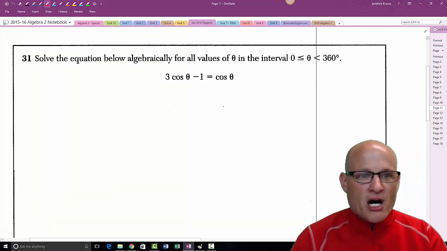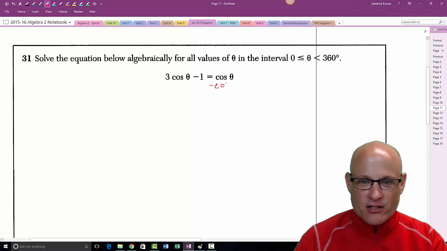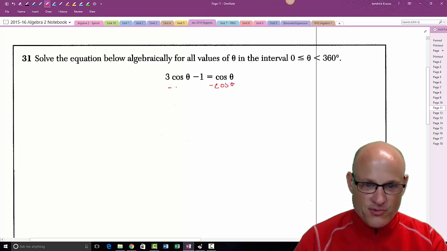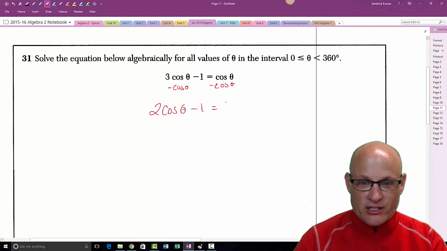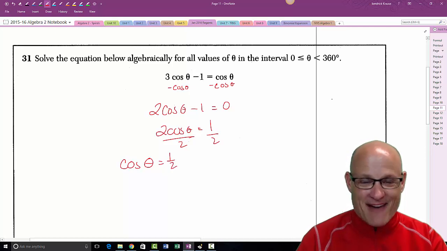All right, so solve this equation. Let's see what we got here. I hate having negatives. I'm going to move this over, subtract cosine theta from both sides. What I end up with is 2 cosine theta minus 1 equals 0. I'll bring the 1 over. I get 2 cosine theta equals 1, divide by 2, divide by 2. So I end up with cosine theta equals 1 half.